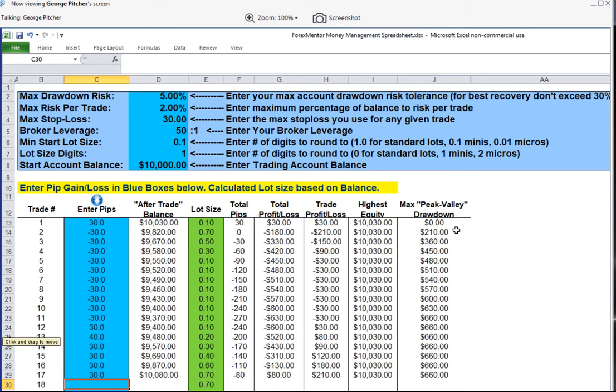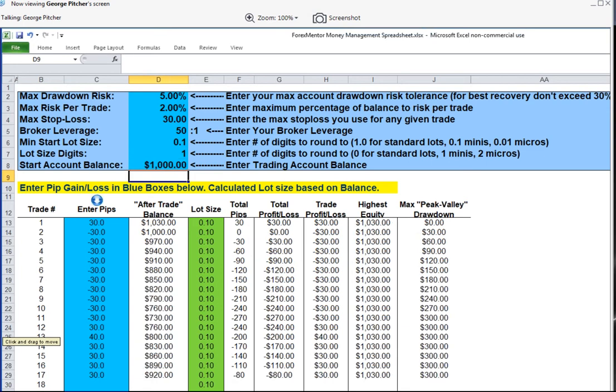Now, what's interesting is that if I had started with only $1,000 in here, that's how all the numbers would have worked out. So you can see I came into a loss, but by the time I'm down to the bottom, I wouldn't be back at my $1,000. And that's because I don't have the advantage of that lot size changing. You see, it's 0.1 all the way down.